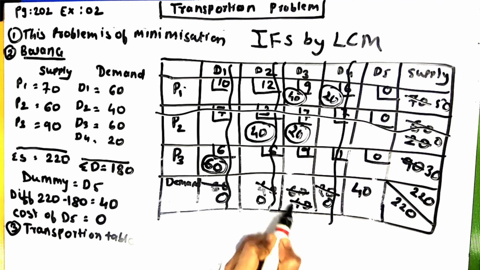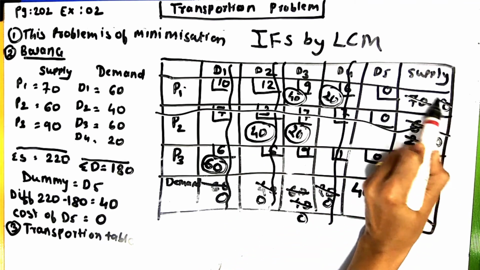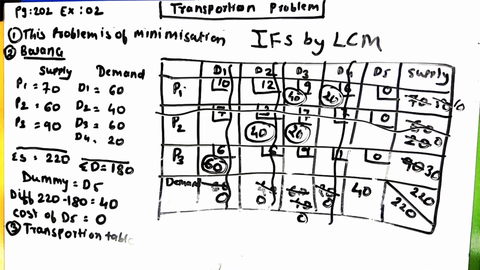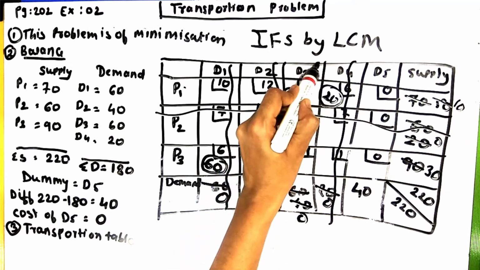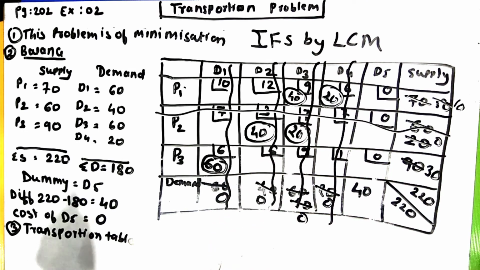So we have given 40. So 40 minus 40 is 0, and 50 minus 40 remains 10. Now who has become 0? D3 has become 0, so our D3 will get cancelled. Now as we can see, D1, D2, D3 and D4 are cancelled. Only D5, which is dummy, remains, and in the table all other costs are cancelled.